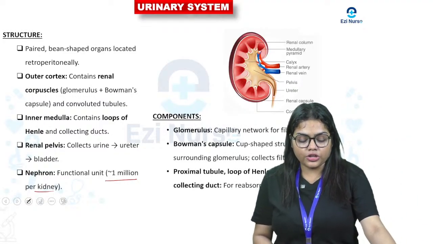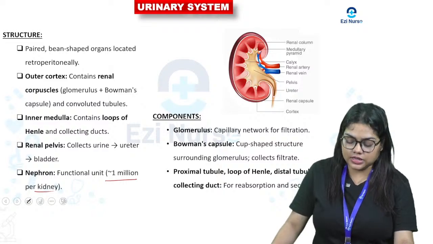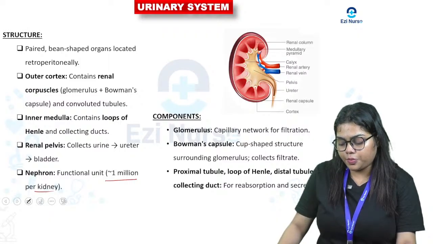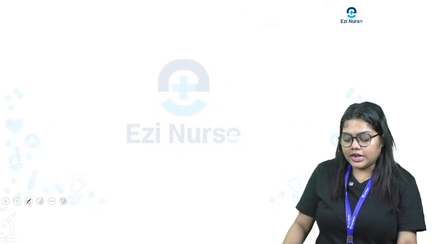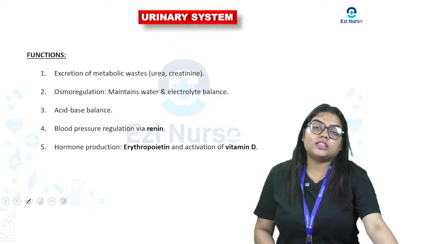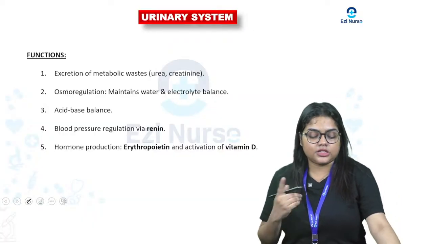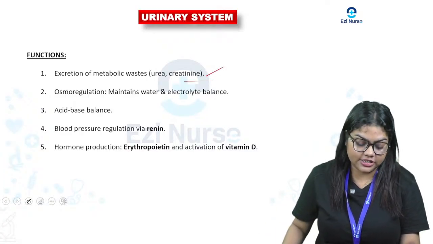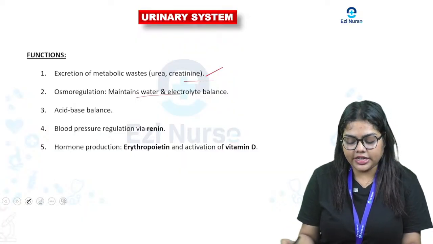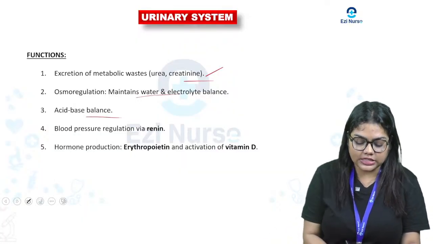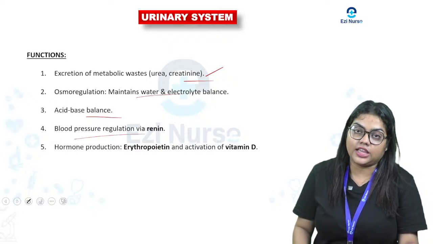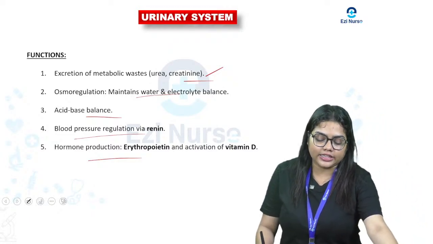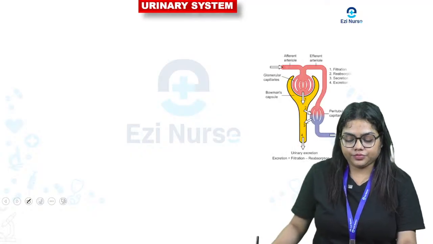Okay. What are the components of the urinary system? Kidney. There will be glomerulus, Bowman's capsule, proximal tubule, loop of Henle, distal tubule, and collecting ducts. Okay. So what is the main function of the urinary system? Excretion of metabolic waste such as urea and most importantly creatinine. Then osmoregulation, which maintains the water and electrolyte balance of our body, acid balance, blood pressure regulation via renin, and lastly hormone production like erythropoietin and activation of vitamin D.